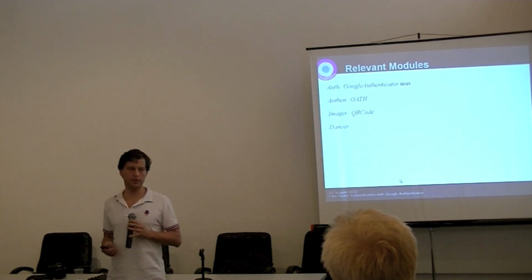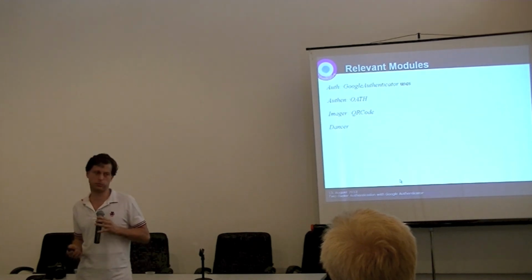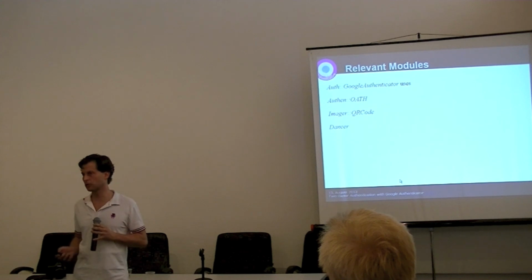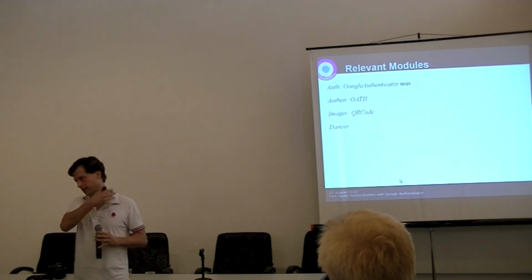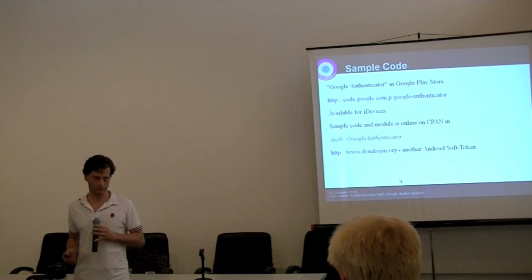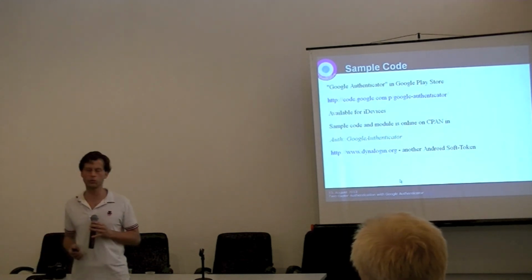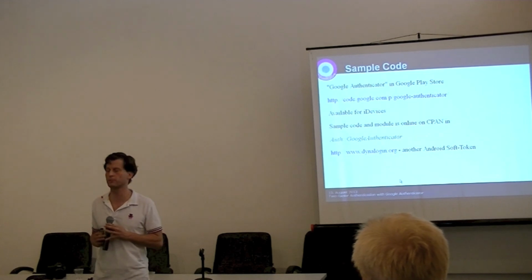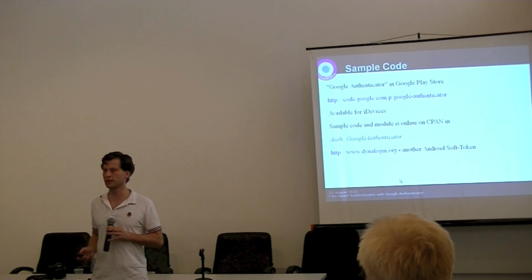Google Authenticator uses basically 3 modules. Auth, which implements the algorithm for calculating the current key. Imager QR code, which displays the nice QR code. And Dancer for the demo web application. You can find the application itself on the Google Play Store. It's also available for the iPhone. And all my code is on CPAN as usual.